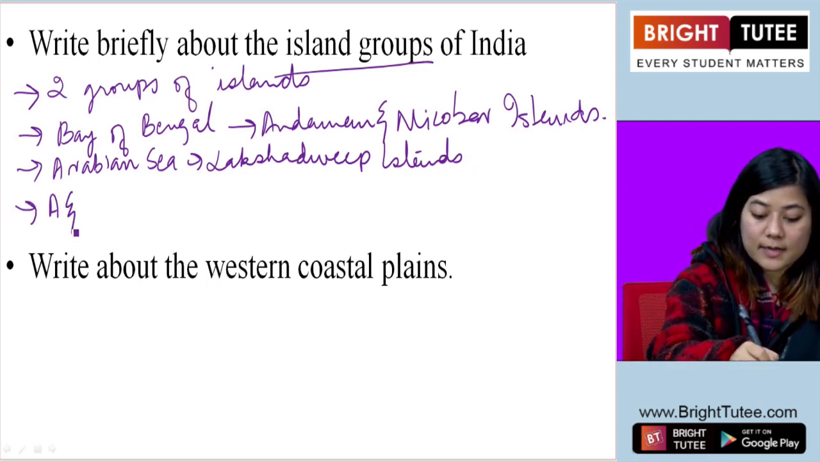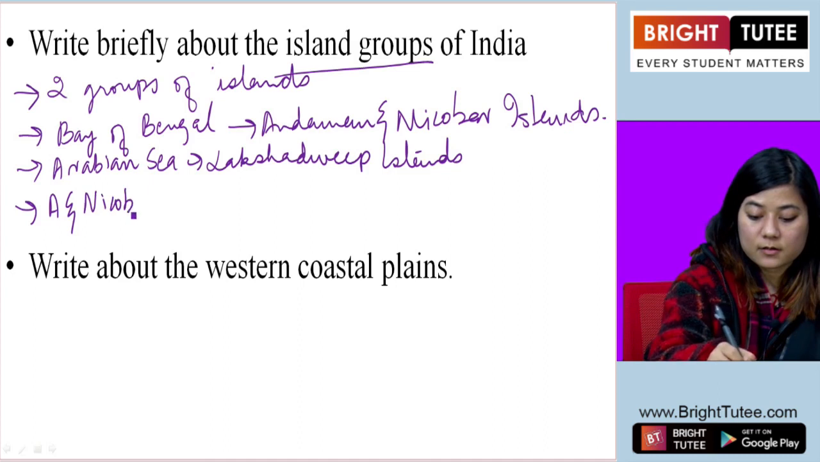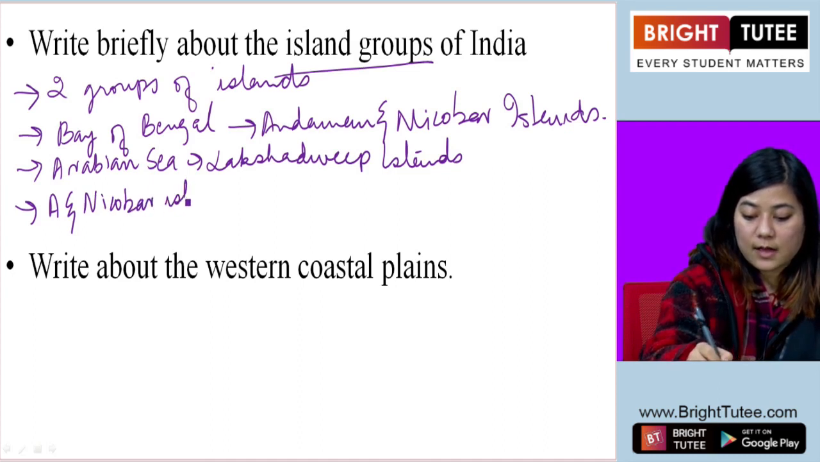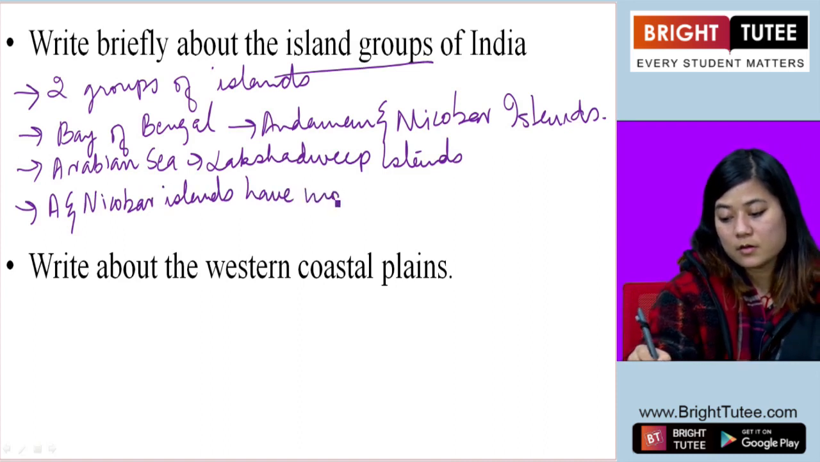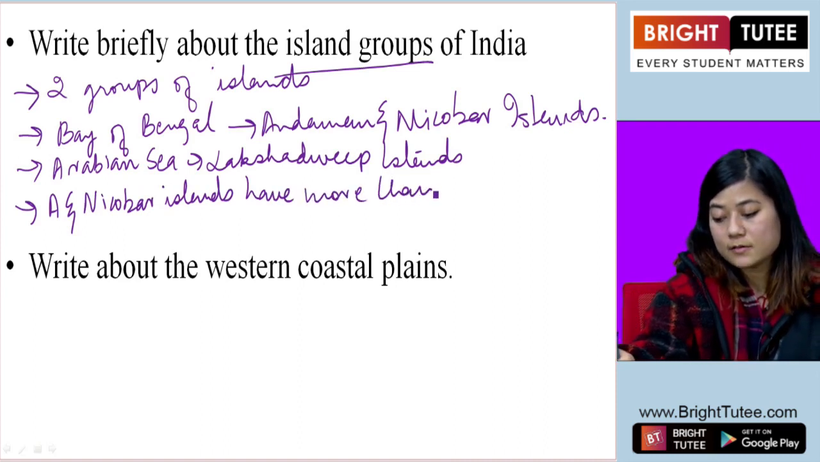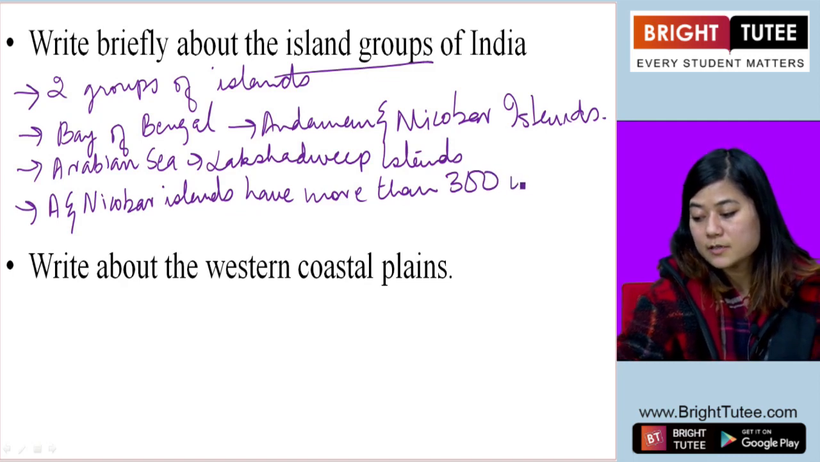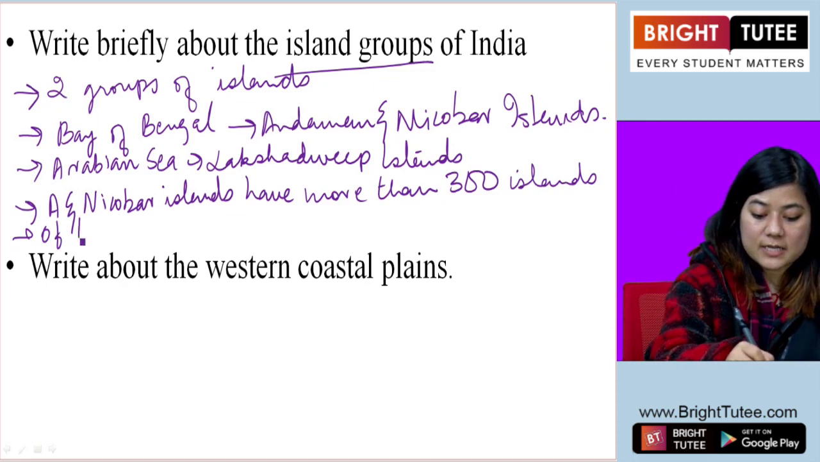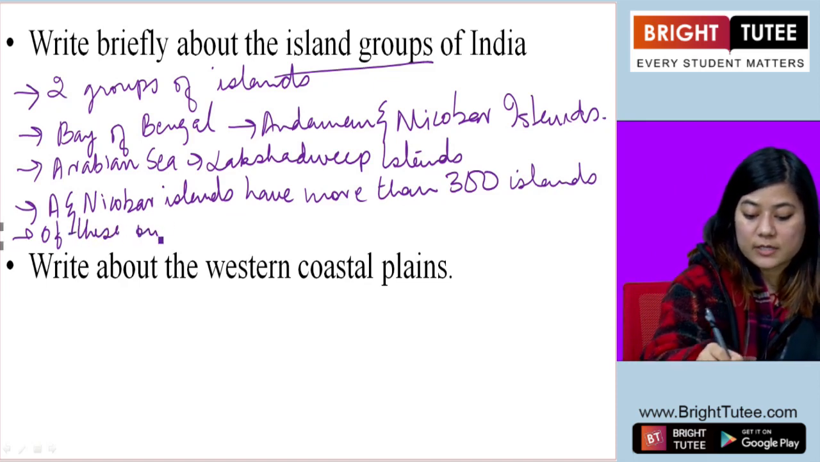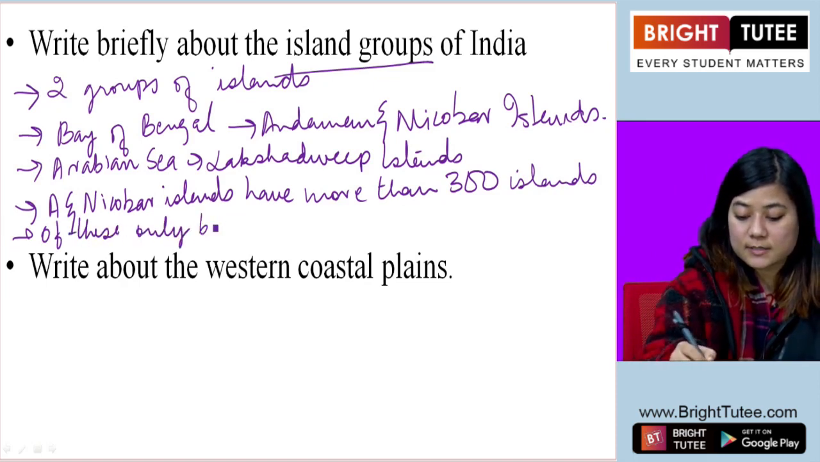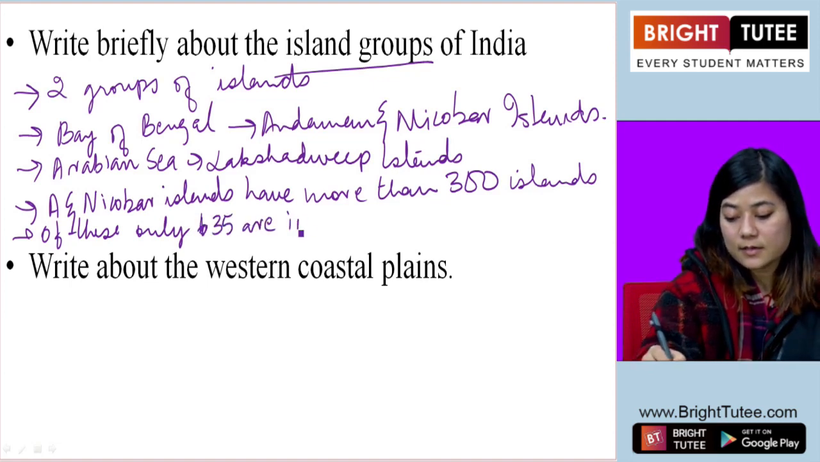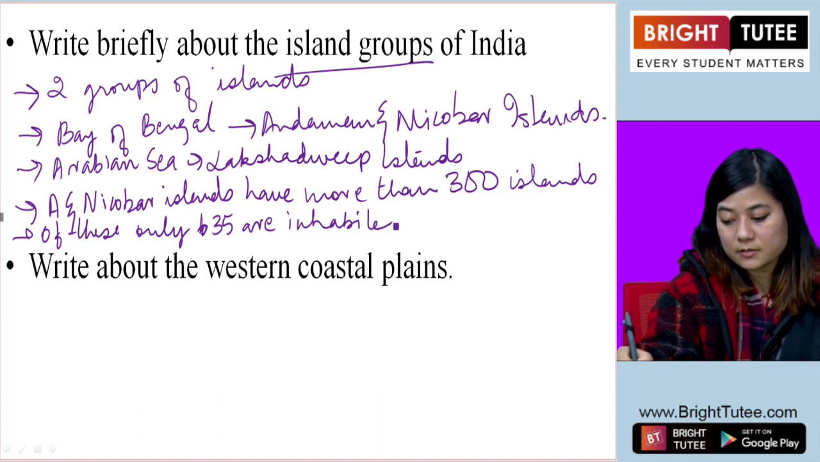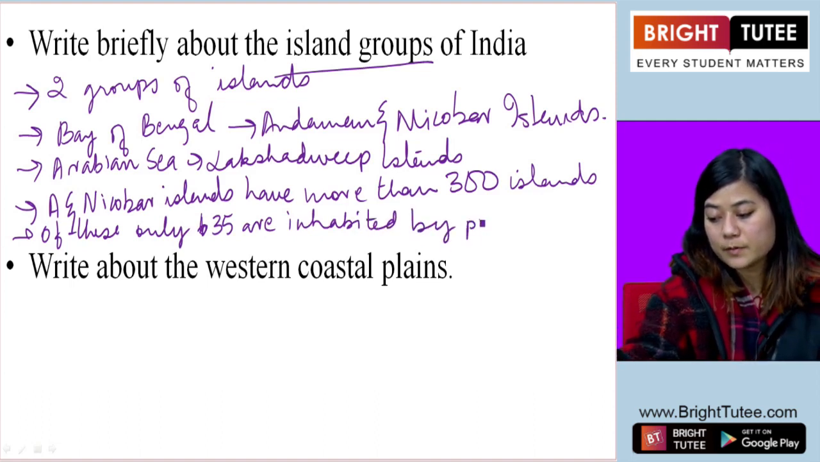Now Andaman and Nicobar Islands have more than 300 islands. Of these, only 635 are inhabited by people.